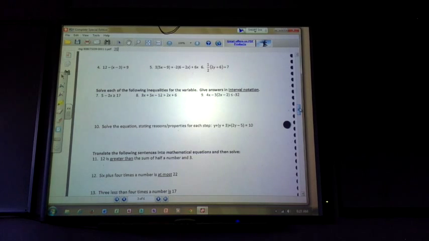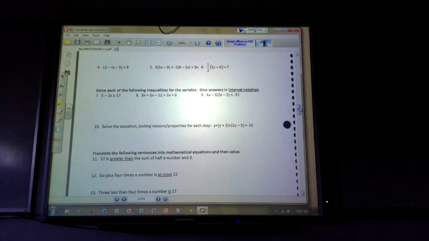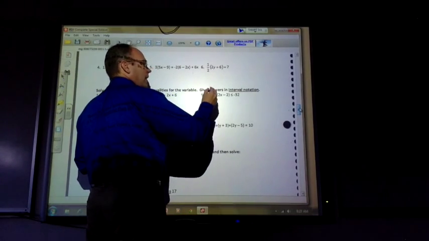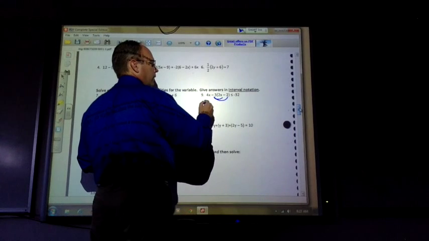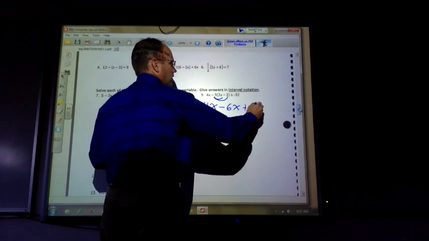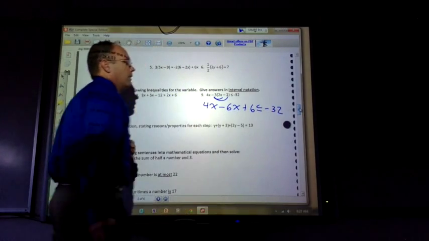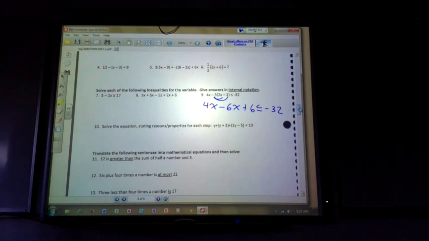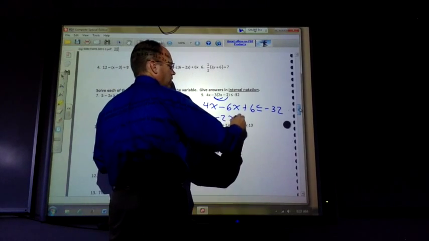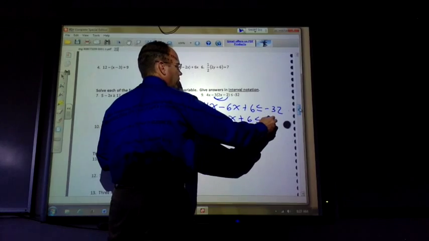Number 9, what should I do? First, distribute what? Yeah, what do you got, Reese? Distribute the -3 into the 2x. There you go. Distribute the -3, and a lot of kids will forget to take the negative along. Make sure you bring the negative along. So you get 4x minus 6x plus 6 is less than or equal to -32. That's our first move. Is that okay? Combine like terms, so that's going to give me -2x plus 6 is less than or equal to -32.